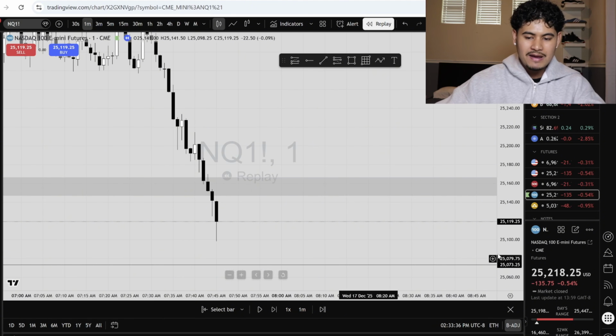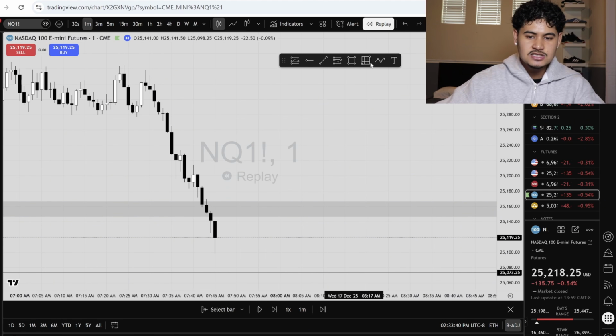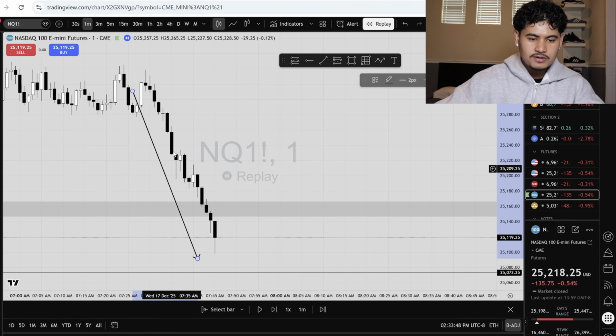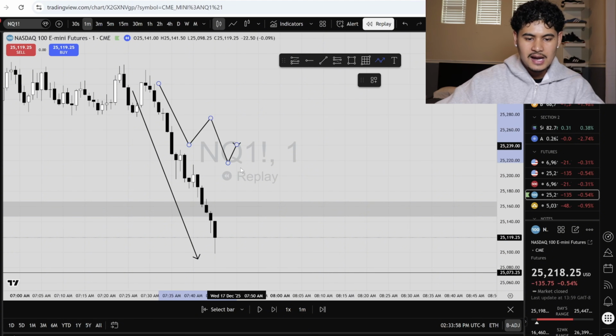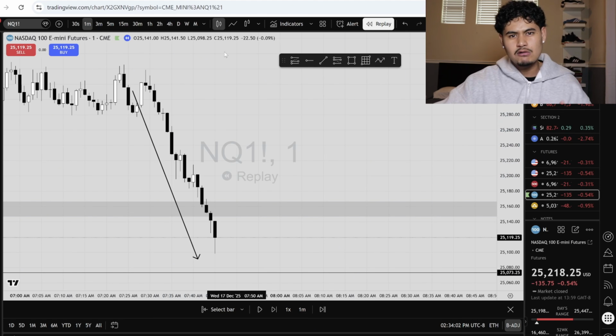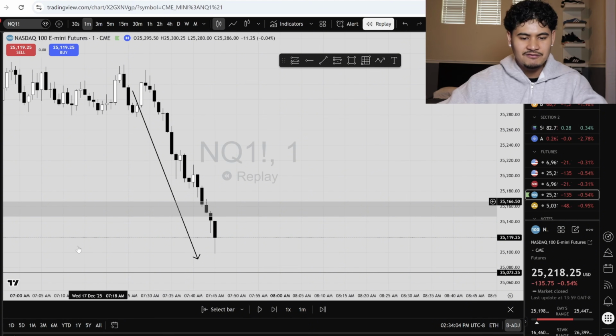So what do I do? I wait for a retrace into some sort of fair value gap. But as you can see right here, price is just shooting down. There are no retraces. It's just all bearish candles, lower lows, lower highs, lower lows, lower highs, lower lows. It is just going straight down. That is when I want to use 1-minute and 3-minute fair value gaps.